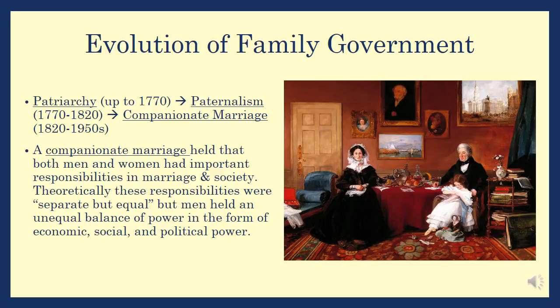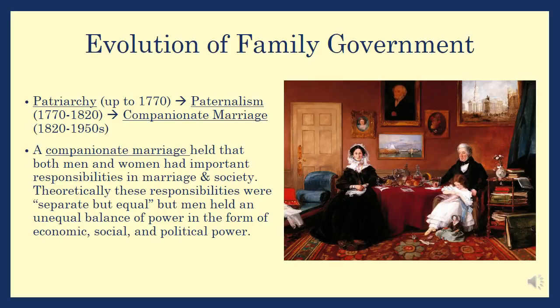Then as we moved into the Revolutionary era and all the way up until the 1820s, we shifted into a form of family government known as paternalism, where the father and the husband was still in charge of the household and he was still the master of the home, but he was supposed to have a sort of softened form of authority, where he was a benevolent leader and where he was ruling over these people because he cared about them and because he was just naturally the best suited to lead. And then that leads us into the Victorian era.